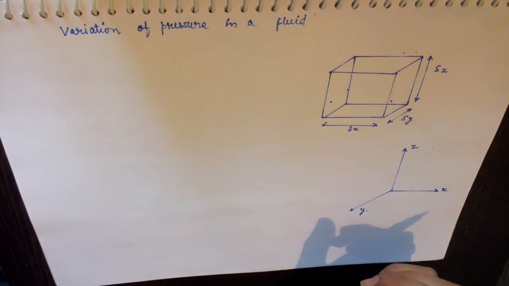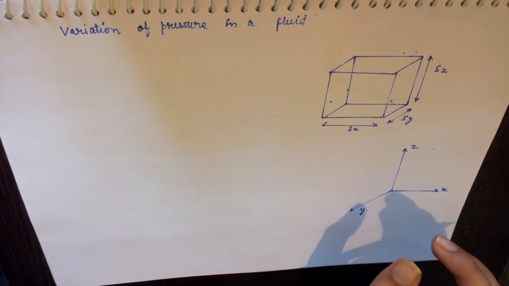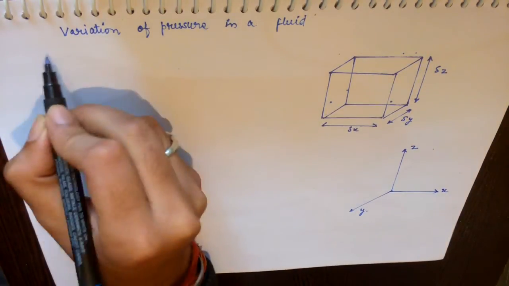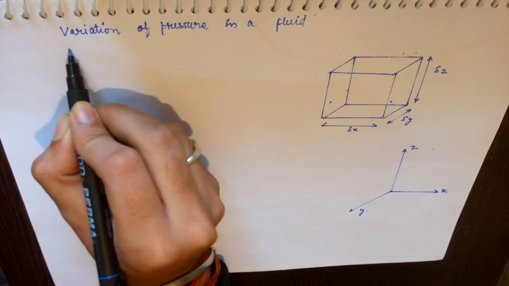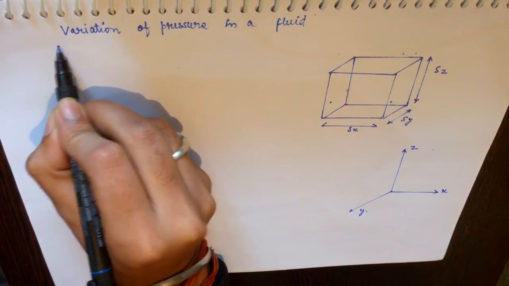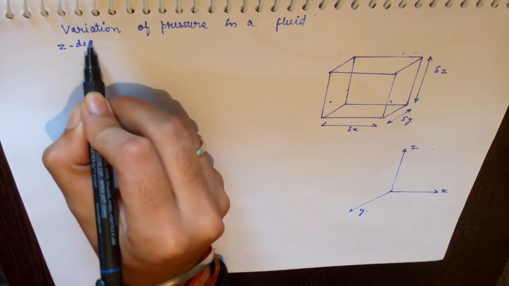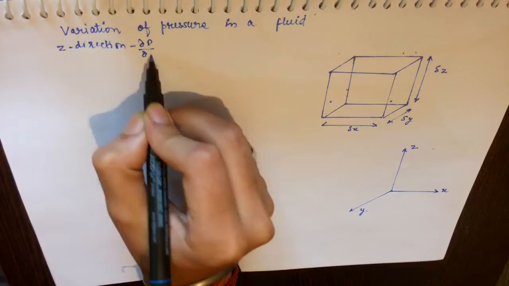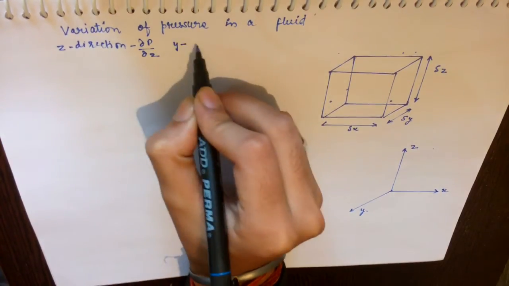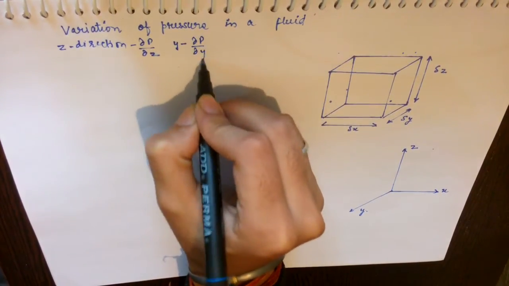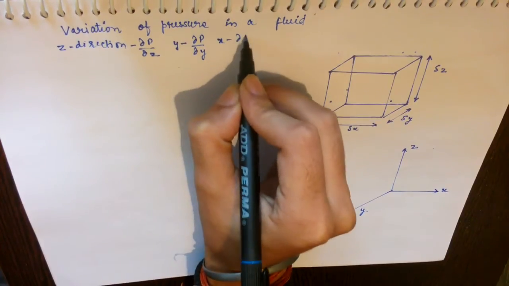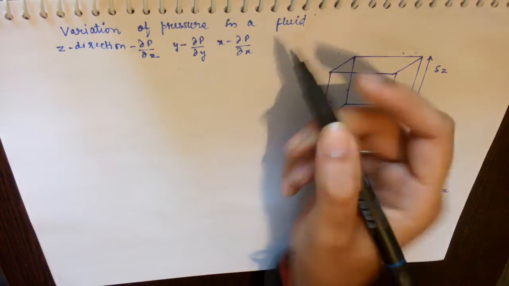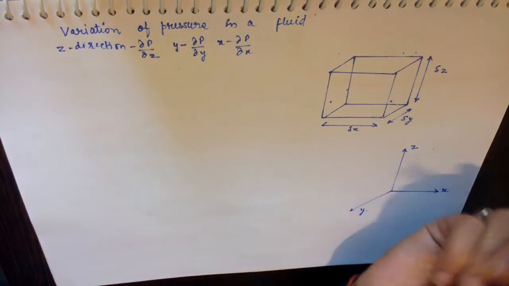In order to find out the variation of pressure along these axes, we are assuming that the variation of the pressure in the z direction is del p upon del z, in the y direction del p upon del y, and in the x direction del p upon del x. This is the variation of the pressure in the x, y and z directions.